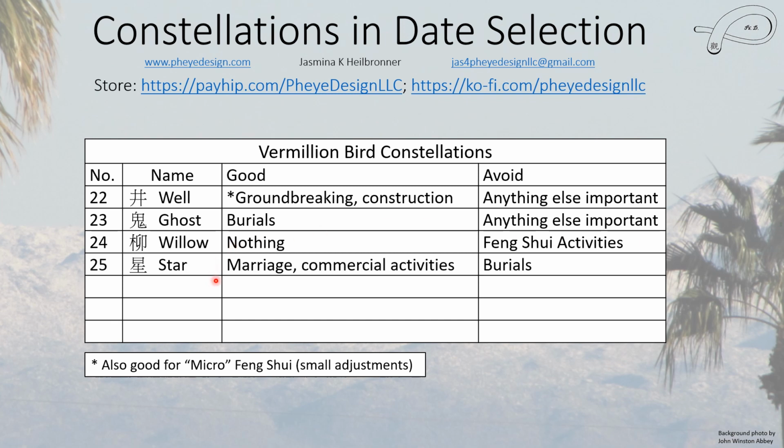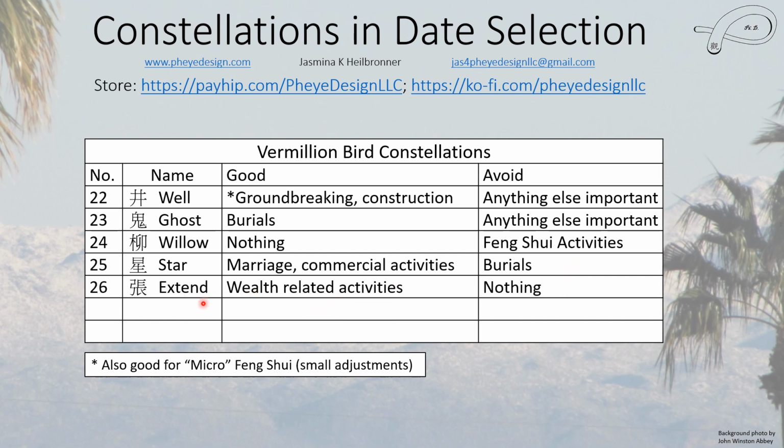Now 25 is star. It's good for marriages and commercial activities. Maybe this is really a good day to sign a big contract with somebody for your company to provide something to them, or maybe you're buying something from someone. That's a kind of good thing, but it's not good for burials.